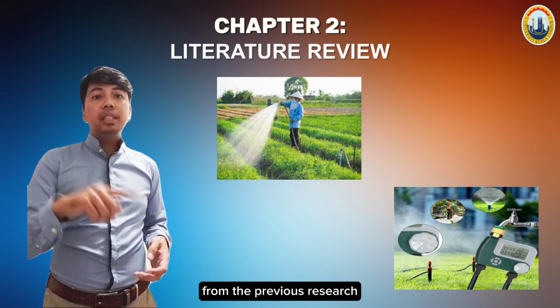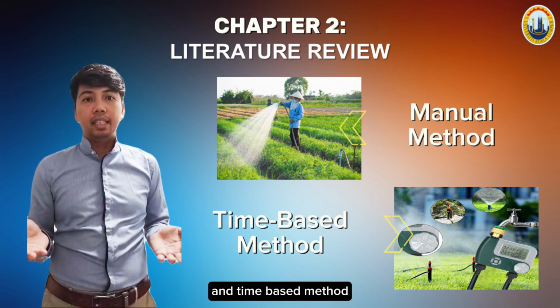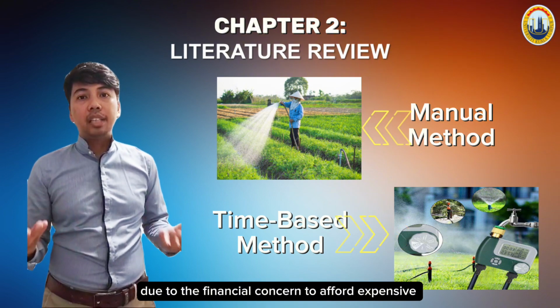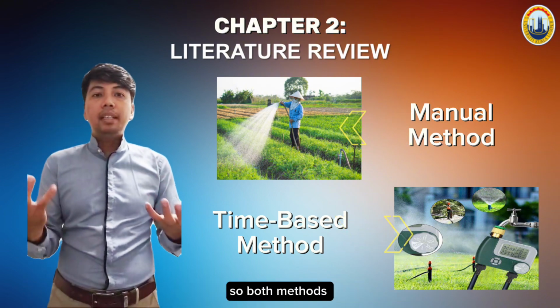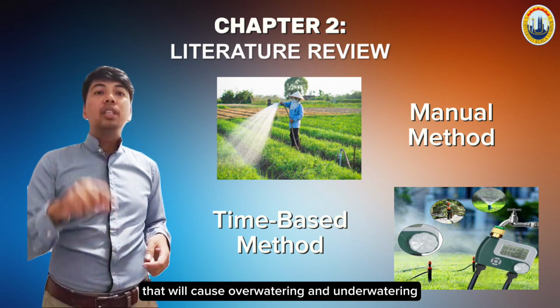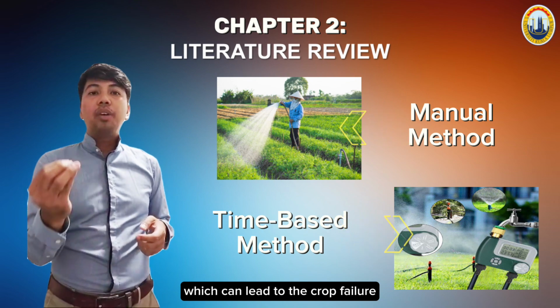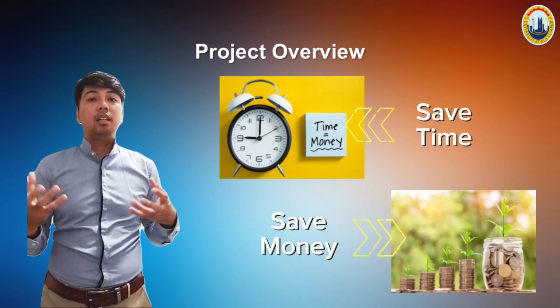From the previous research, most farmers are using manual and time-based method, due to the financial constraint to afford expensive automatic irrigation devices. So both methods are inefficient that will cause overwatering and underwatering, which can lead to the crop failure and financial losses. What is the advantages of this project?